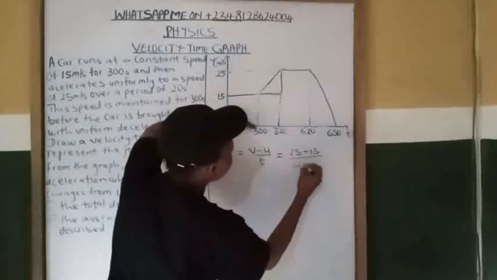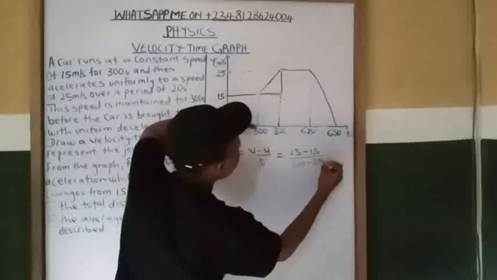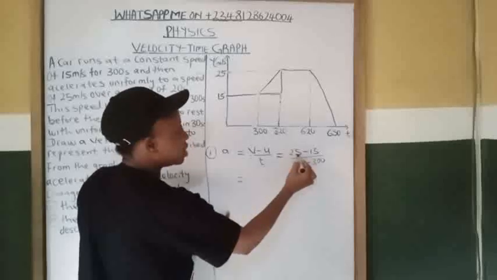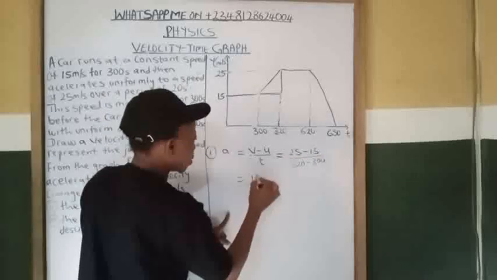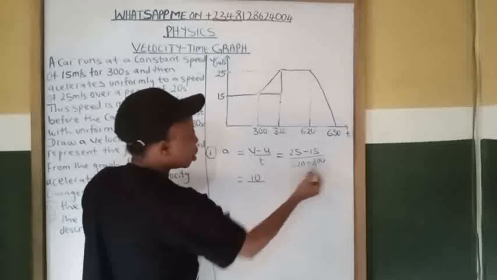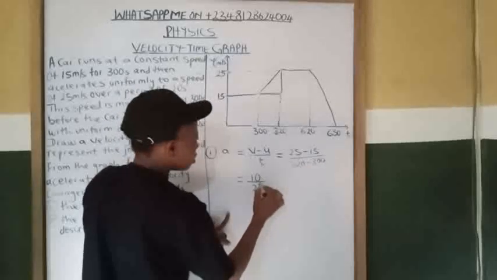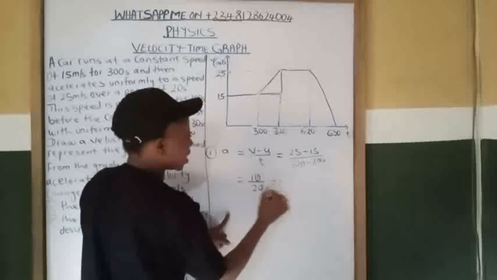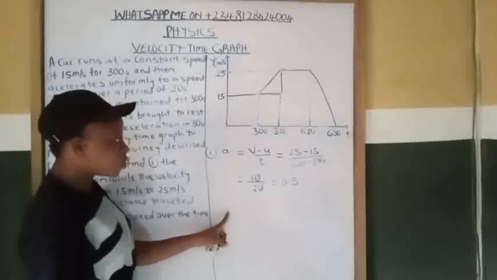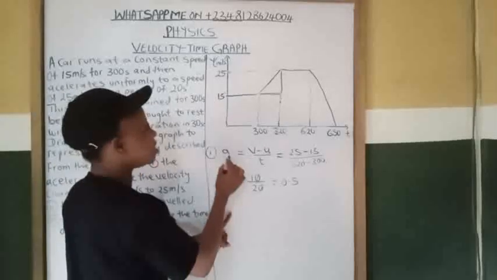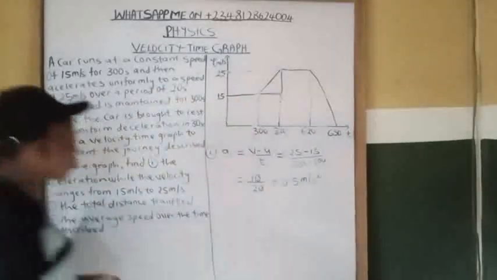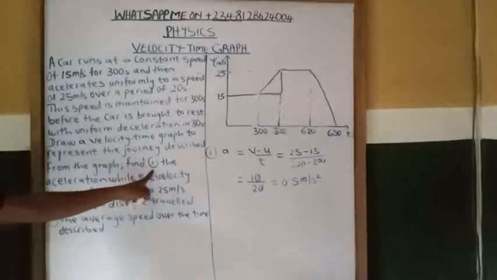So 320 minus 300. So our acceleration will now be equal to 25 minus 15, which will give us 10, divided by 320 minus 300, which will give us 20. So 0 cancels 0. So 1 over 2, that will be 0.5. So 1 over 2 is equal to 0.5. Then what are we looking for? Acceleration. The unit is meter per second square. So we've gotten our answer for the first question.